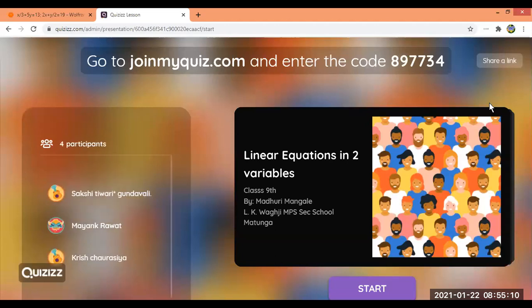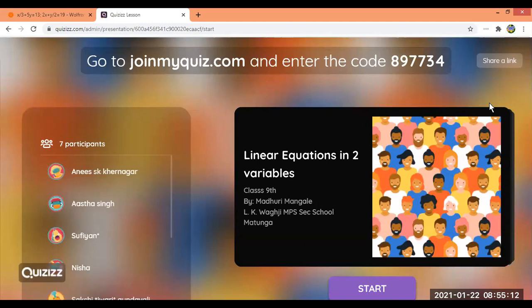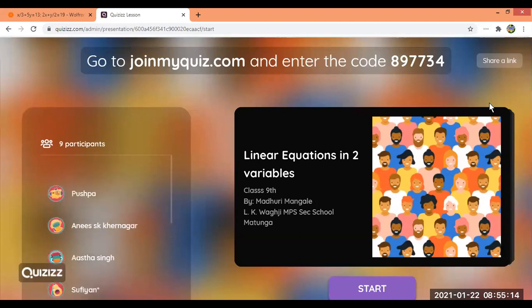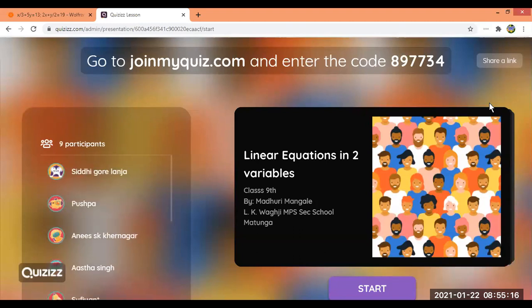Very good. I see Mayank, Krish, Sakshi, Nisha, Sufyan, Astha, Anis, Pushpa, Siddhi, Jishan, Altmash, Mohanlal. Great, you all are here. That's fantastic. Ahmad, Maheshwari, Antaryani, Himanshu. Very good. At least 50 participants and we begin. Sakshi, Manasvi, Kamal, great. You all are here.